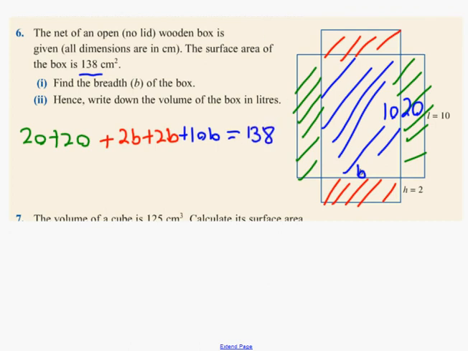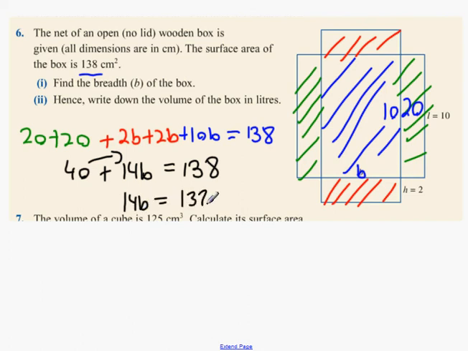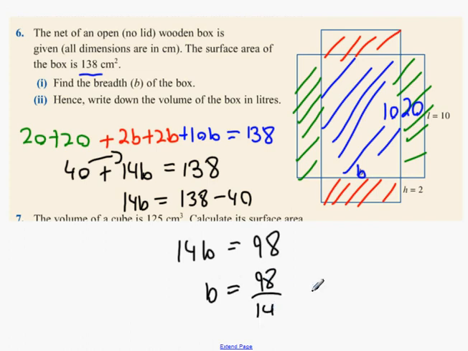138. So what happens here, guys? 20 plus 20? 2B plus 2B? 4B plus 10B? Now we have to get the B on its own, so what goes first? I do minus 40 from 138. That's exactly what you do. 138 minus 40 gives me 98. 98 divided by what do you say, Aaron? 14. And you get 7. 7.